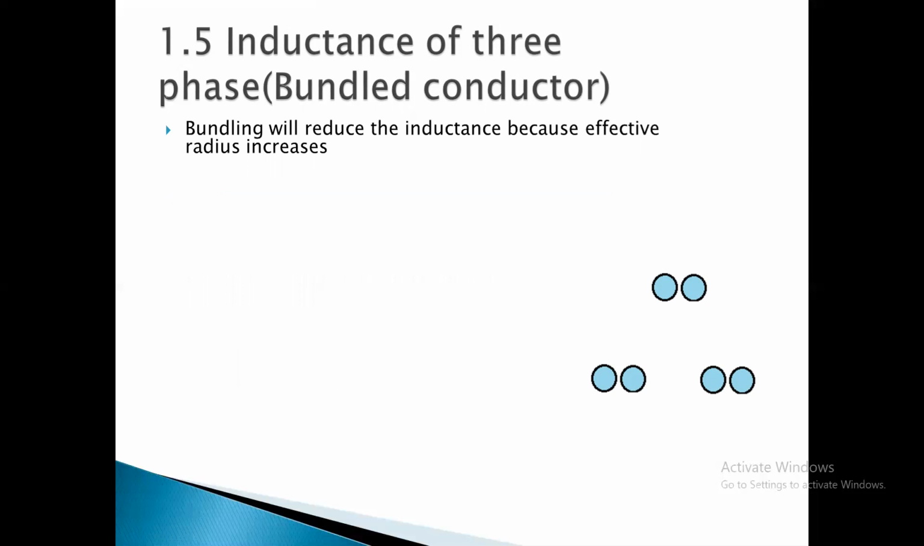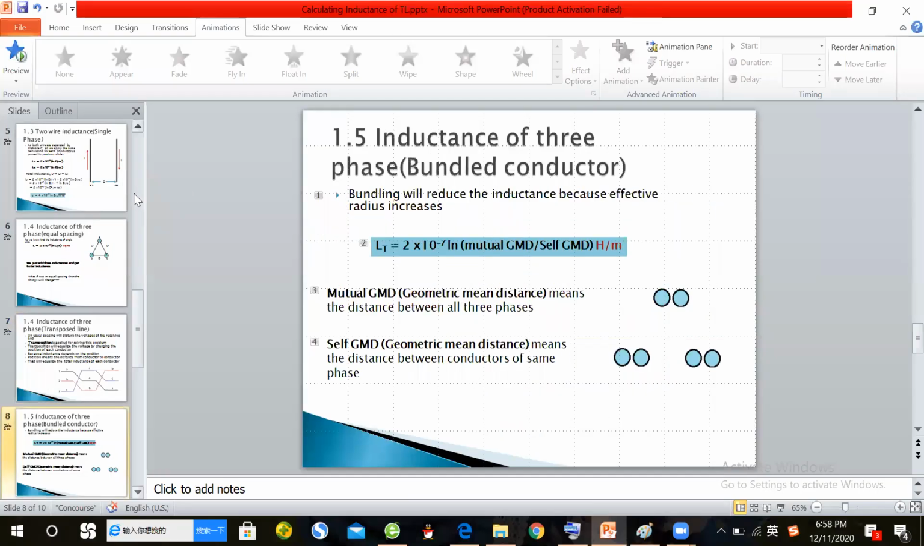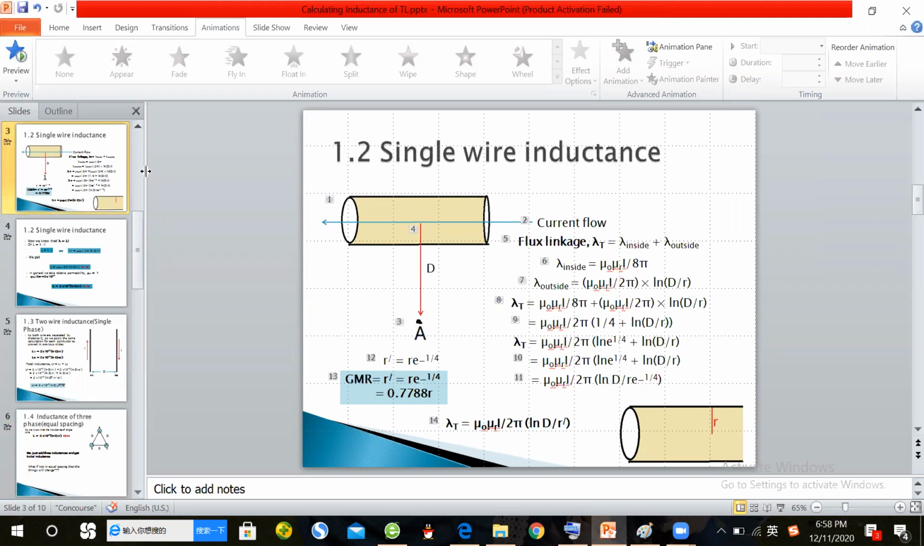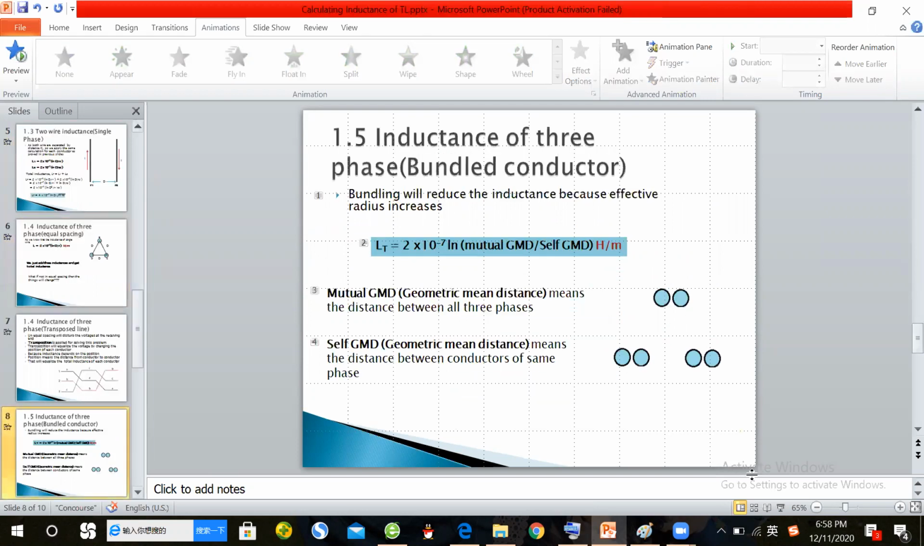But here, how will we calculate it? Here the inductance will be 2 multiplied by 10 to the minus 7 natural log of mutual GMD divided by self GMD. GMD is actually geometric mean distance. Now I will tell you how you can relate this formula with the first formula we tried. This is the first formula, the basic formula. So I will just paste it here and then you will see.